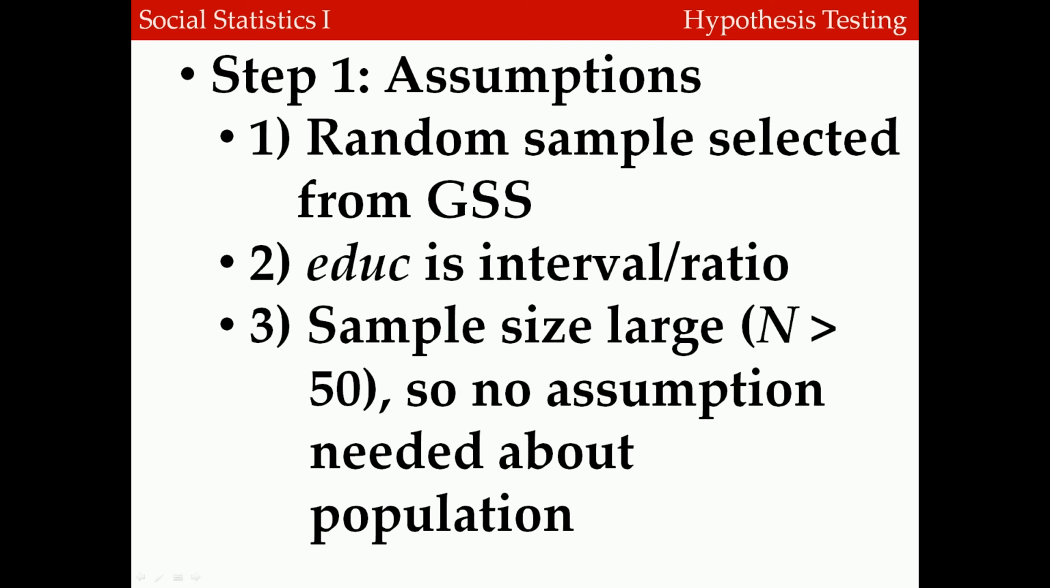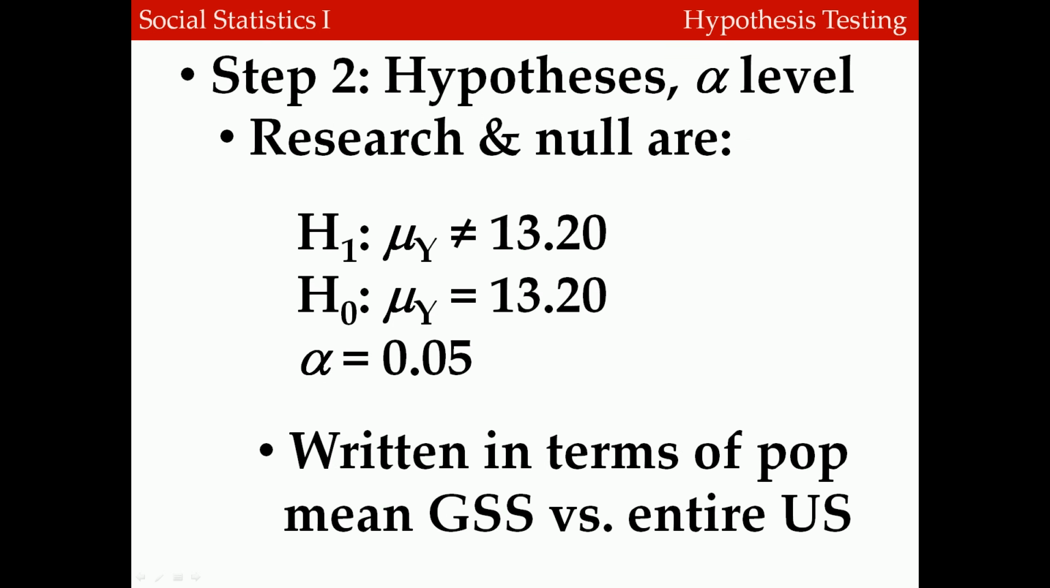Only in the case of a small sample, that is, less than 50 cases, do we need to assume that the sampling distribution is normally distributed. And that assumption is motivated by the fact that education in the population itself would have to be normally distributed.